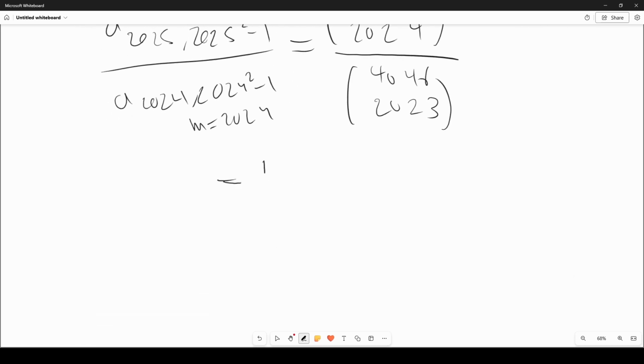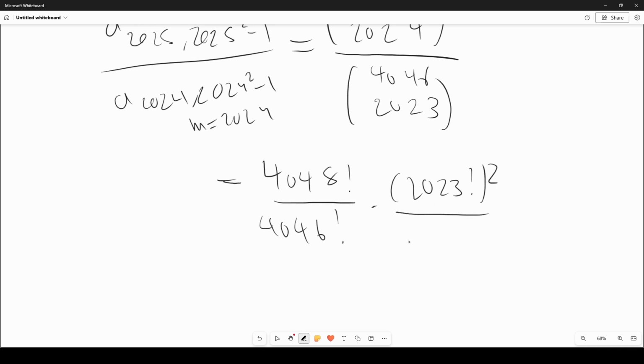Simplifying that a little bit, this should be equal to 4048 factorial over 4046 factorial times, and then you get a 2023 factorial squared over 2024 factorial squared. And this is because 4046 choose 2023 is just 4046 factorial over 2023 factorial times 2023 factorial, mainly because it's the exact number divided by 2, so you get it twice. Now this cancels out nicely. It goes to 4047 times 4048.